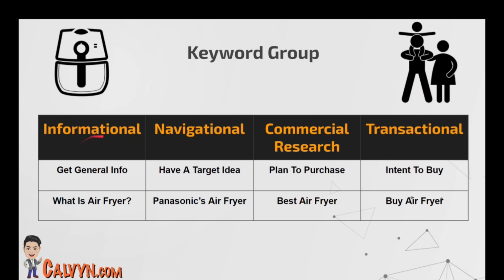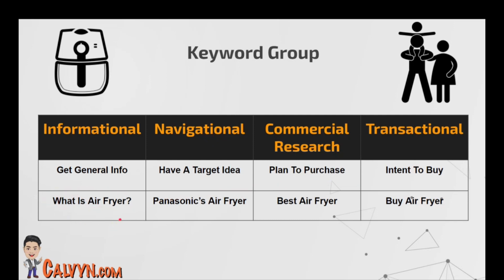So meaning that when people search for informational, they are looking for general information, right? When they go for navigational, they have a target idea already, what they are actually looking at. They will search for that particular thing. When they go into commercial research, they plan to buy, right? They plan to buy. And transactional, that means they already want to buy, they intend to buy, right? So these are the keywords that usually they will search.